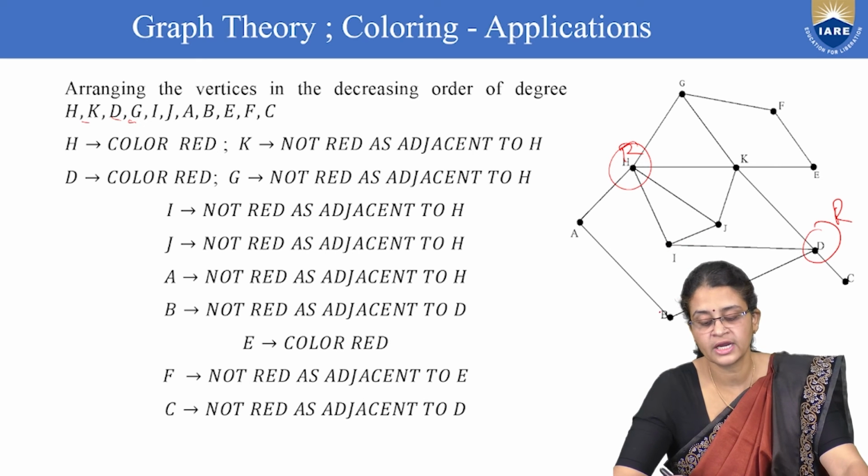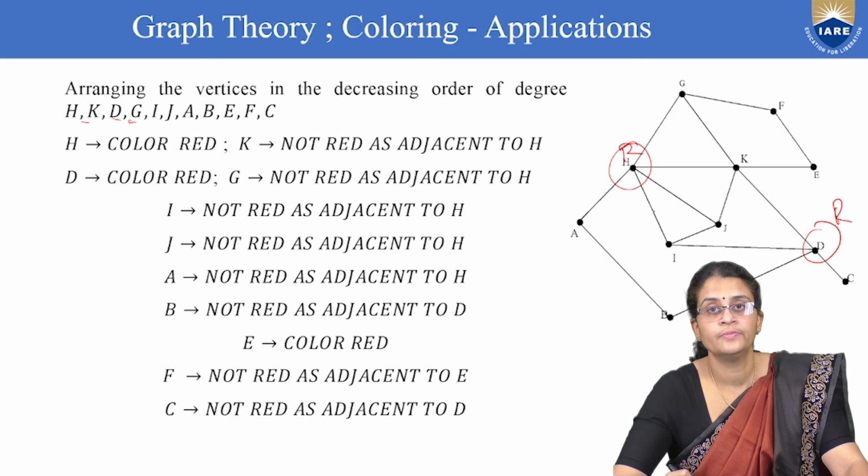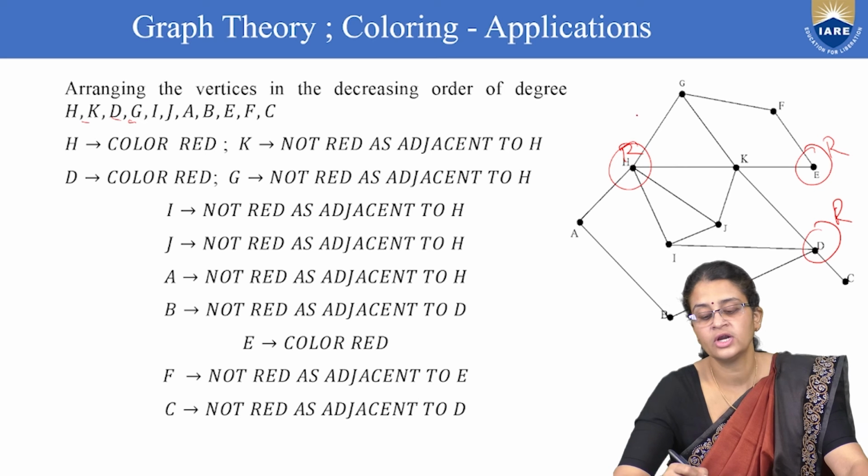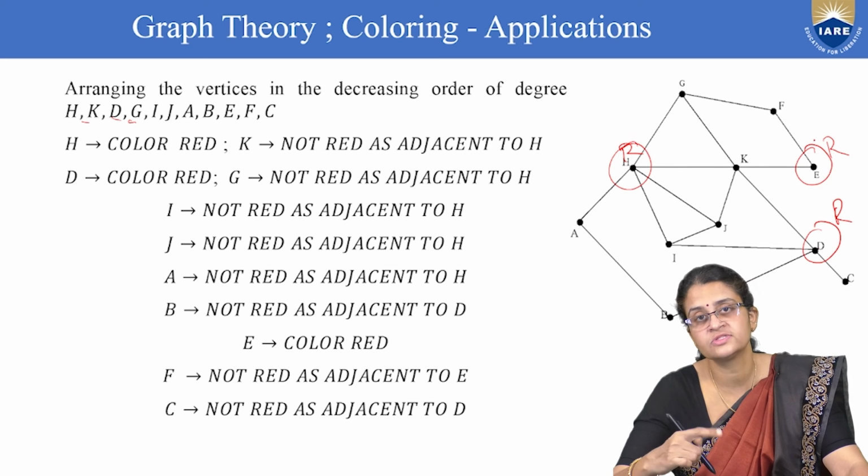Then A cannot be colored with red. B cannot be colored with red because B is adjacent to D. Then E, which is the next one, we can color with red. F cannot be colored red because it is adjacent to E. And C cannot be colored red because it is adjacent to D. So we can color only three of these vertices with the same color.